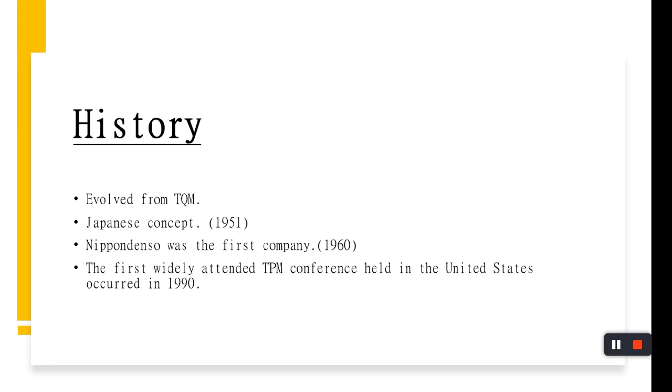job satisfaction. So, a quick history of TPM is that it has evolved from TQM. So TQM again is the broader one, and TPM is just a subset of TQM. It is a Japanese concept that was introduced in 1951 and then was actually put in use in 1960 by Nippon Denso. The first widely attended TPM conference was held in the United States in 1990. So the concept of TPM is older than you guys. Okay, even older than me.